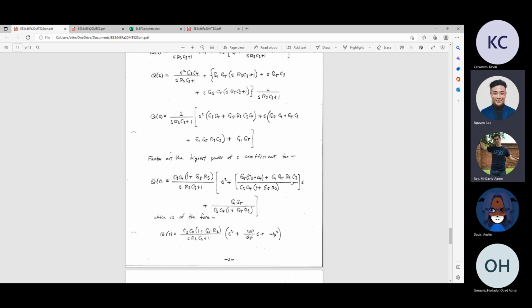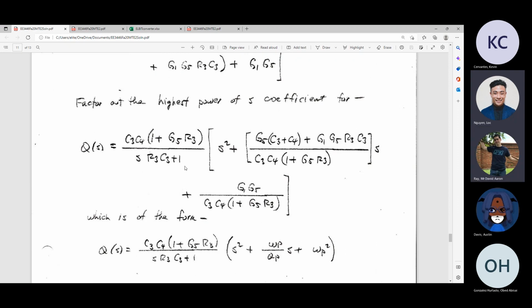But going through all of this, he turns this into Q of S equals, okay, so this right here, focusing on this, how is he doing this? Okay, so from here, what he's doing is this is the denominator, and he's essentially pulled out an S to make this a second order equation multiplied times, I guess, a first order equation.